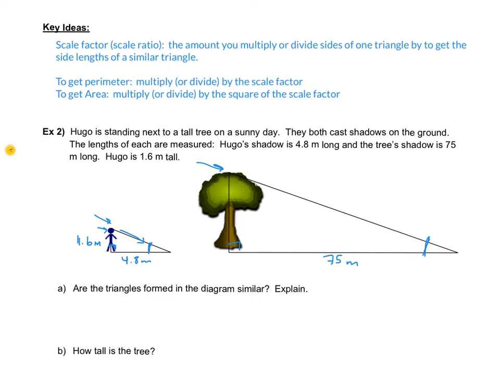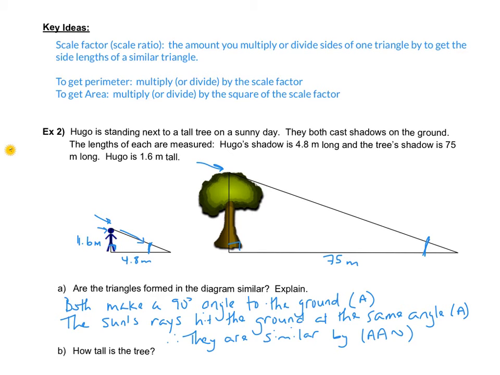So let's write that down. And because this is more of a situation and not so much the generic triangles in our other questions, we're just going to explain in words here. Both make a 90-degree angle to the ground, so that's one of the pairs of angles, and the sun's rays hit the ground at the same angle. So that's our second angle. So therefore they are similar by angle similarity. So as I said, this works because they're close to each other in proximity. If Hugo was in Vancouver and the tree was here in St. Mary's, that's going to be a problem because we know that the angle the sun's rays are hitting the ground will not be the same. It's a different time zone for that reason.